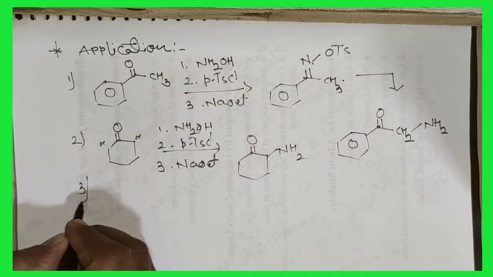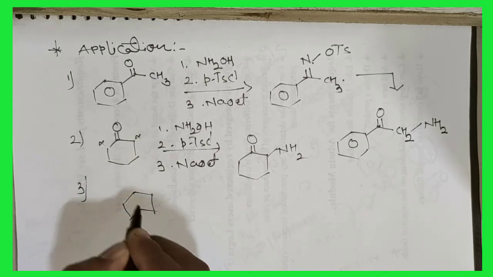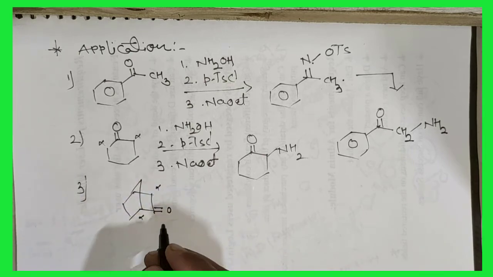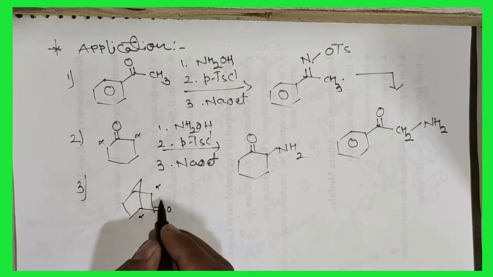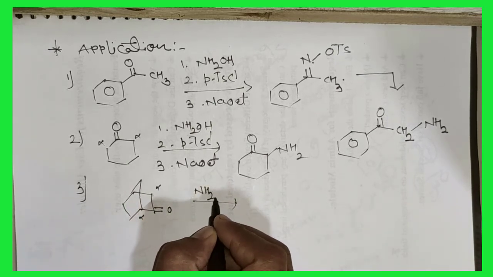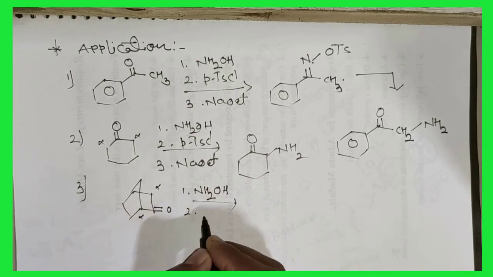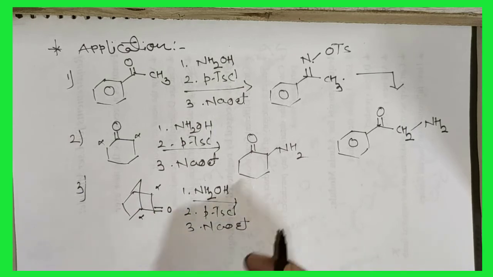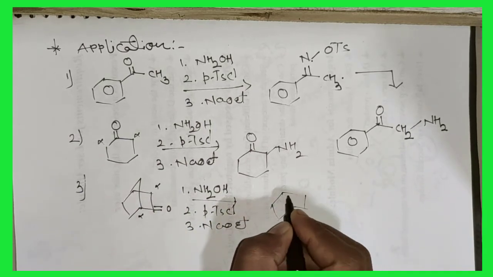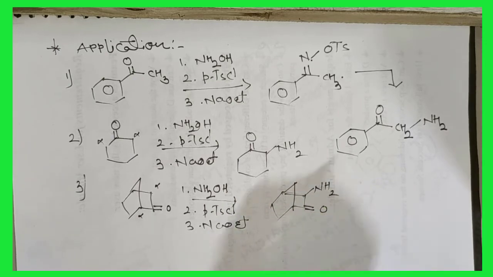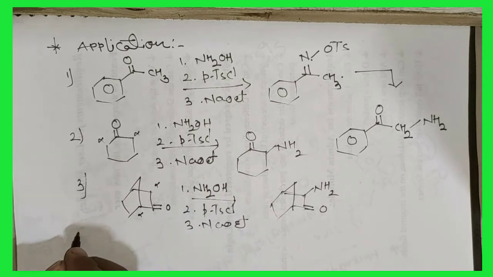Let me take one more example. Suppose here is the keto group. So this is alpha, this is alpha. Right? So the preferred position is like this, not the bridging position. React with NH2OH, then react with para-toluenesulfonyl chloride, and third react with the base. Here keto as it is, and the alpha position is occupied by the NH2 group. Clear? Okay.